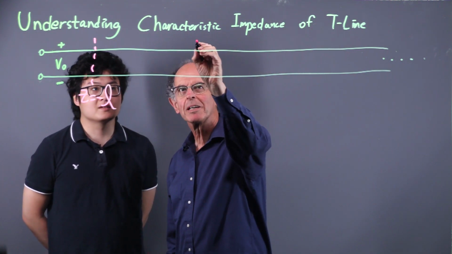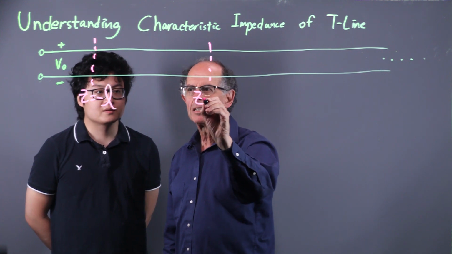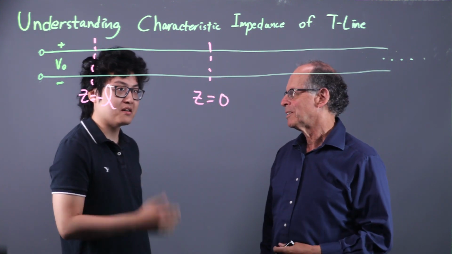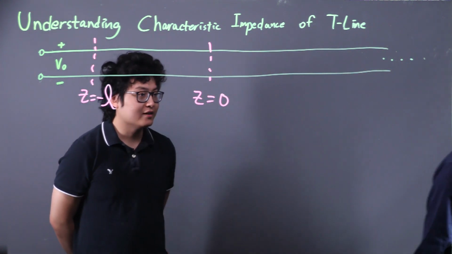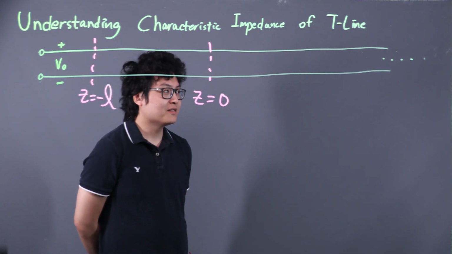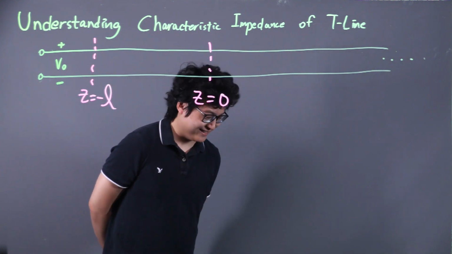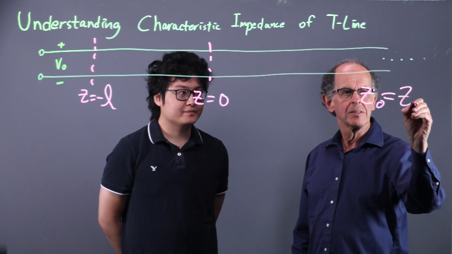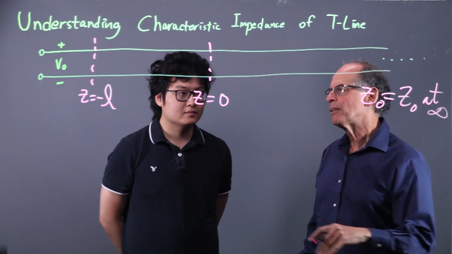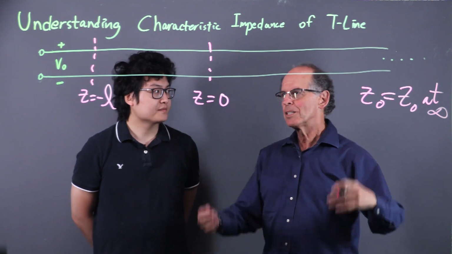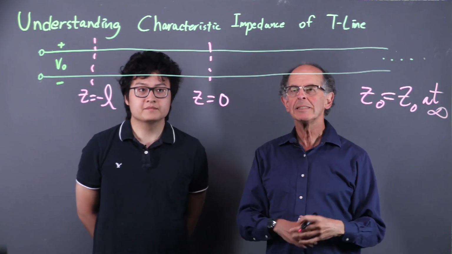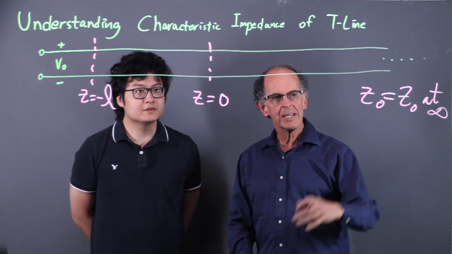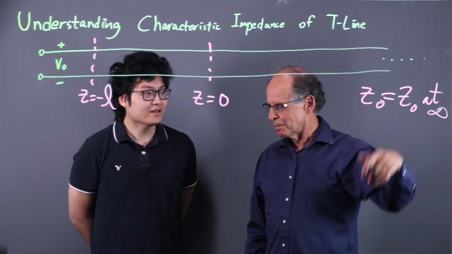How about if we look at z equal to 0? So if you look from here to infinity, what's the characteristic impedance? Z naught. Z naught. And how about at infinity? What's Z naught at infinity? Z naught. Z naught. So this is to underscore that no matter where you are along the line, and this is a lossless line, same properties along the line, it's always Z naught. Even Z naught is equal to Z naught even at infinity.